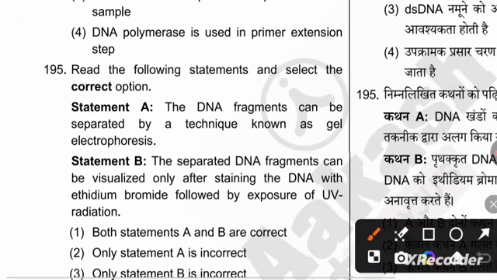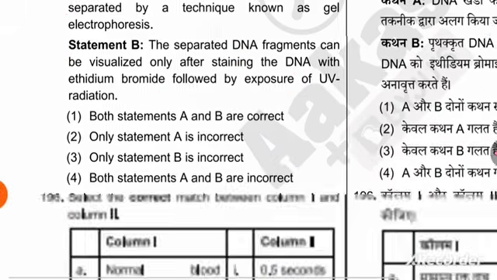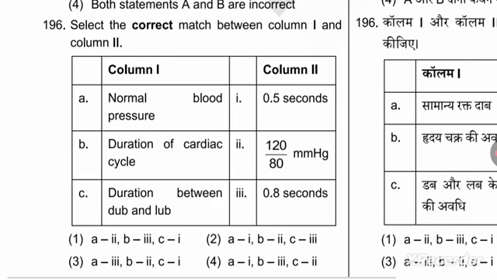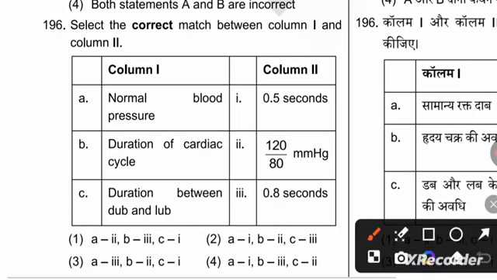195th question. Statement A, DNA fragments can be separated by gel electrophoresis. Right. Statement B, the separated DNA fragments can be visualized only after staining the DNA with ethidium bromide followed by exposure to UV light. Both statements are right here. Now we need to match column 1 with column 2. Normal blood pressure is 120 by 80 mm of Hg. Duration of cardiac cycle is 0.8 second. Duration between lub and dub is 0.5 seconds. So option 1 is the right answer for this question.